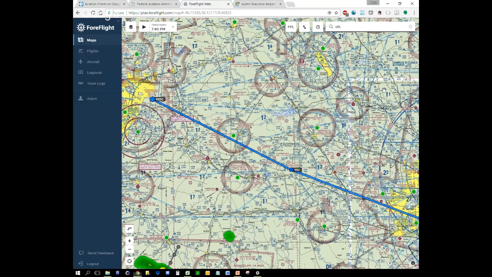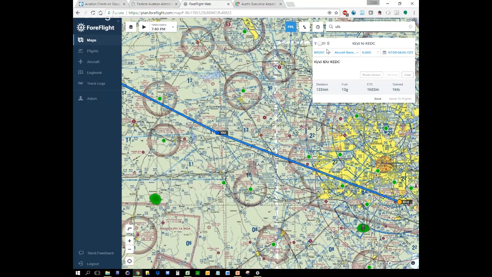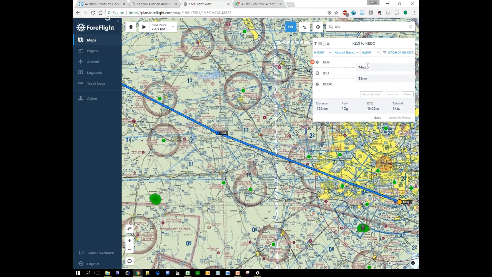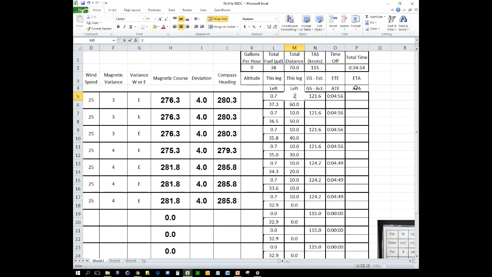I made up my distances, so let's use some real distances here. It looks like it's going to be closer to probably 150 nautical miles, 140 nautical miles. So I've got to essentially find a way to double all these distances. That would take about an hour and 8 minutes.